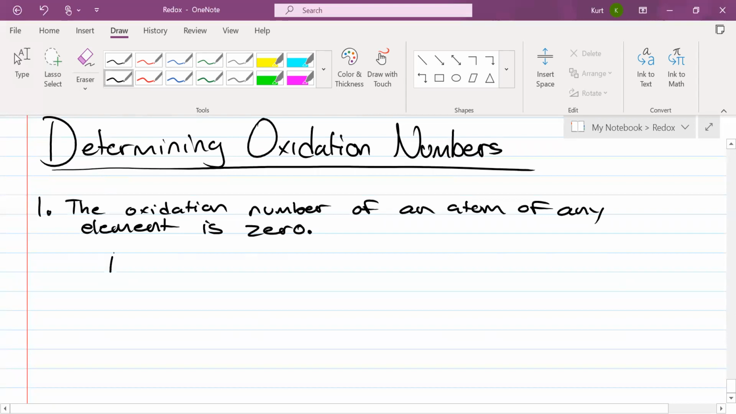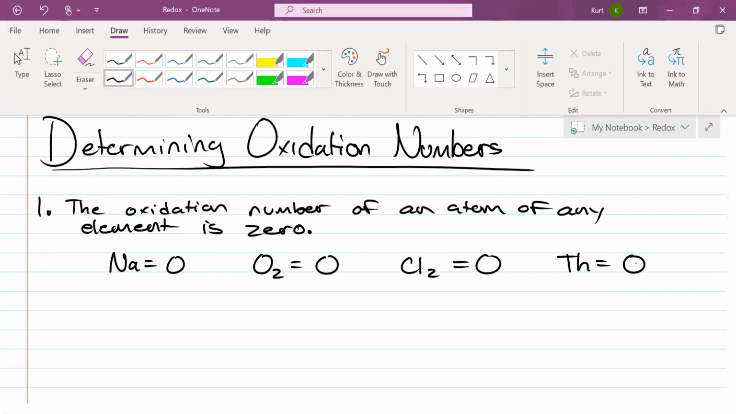So for example, sodium, 0. Oxygen, 0. Chlorine, 0. Thorium, 0. These are all neutral. How do I know they're neutral? There's no charge symbol to them. I do not see a plus or minus anywhere. So whenever you have an atom by itself, it's important. Its oxidation number is 0. That means it is not gaining electrons. It is not losing electrons. It is zip. Okay?